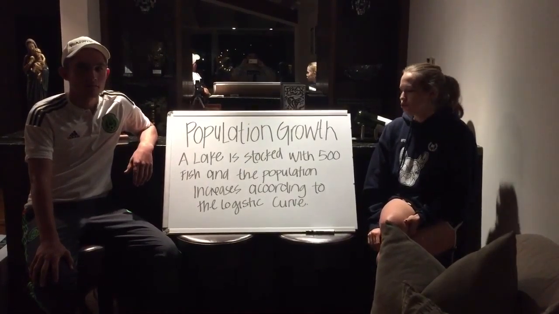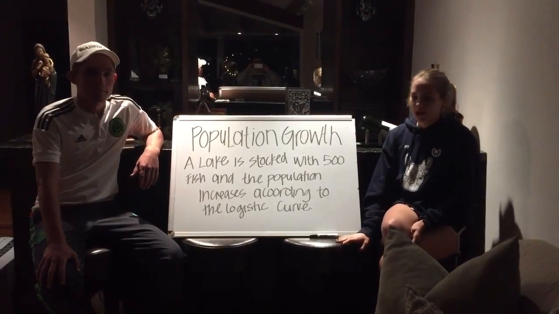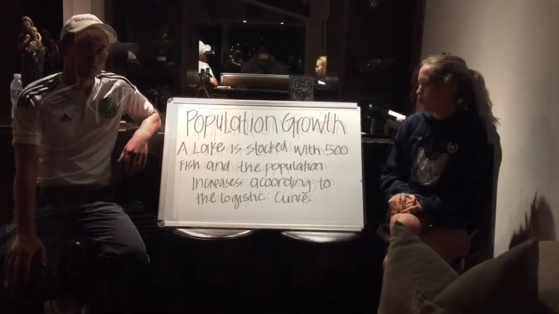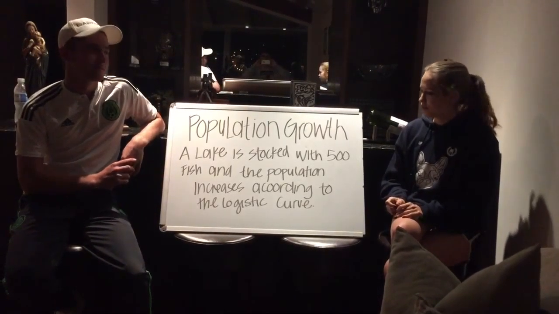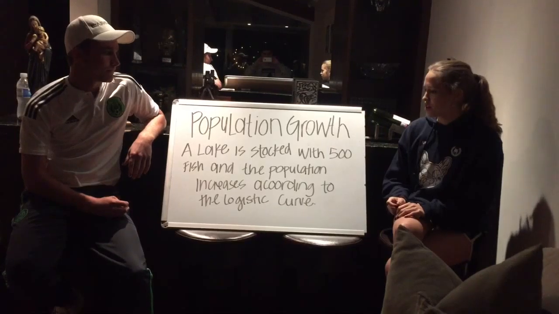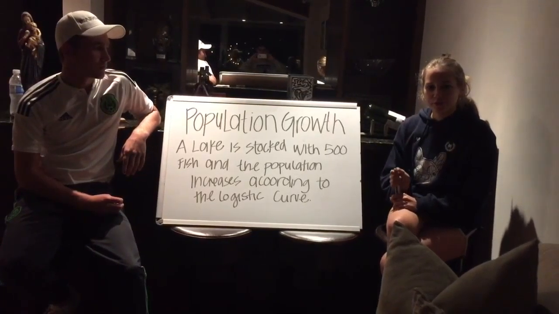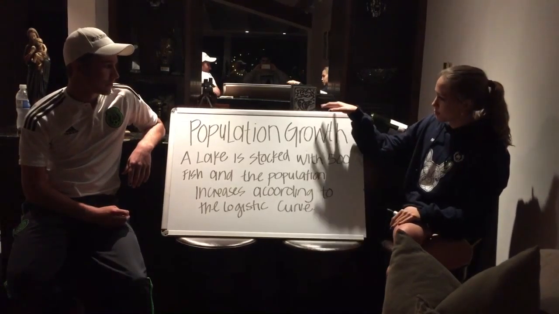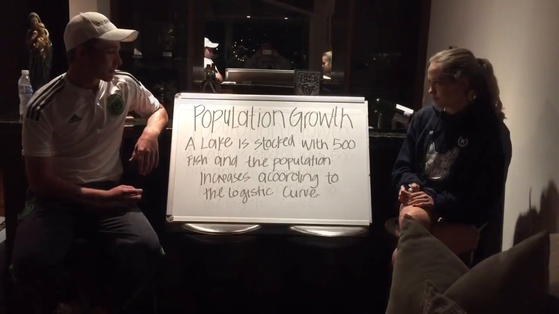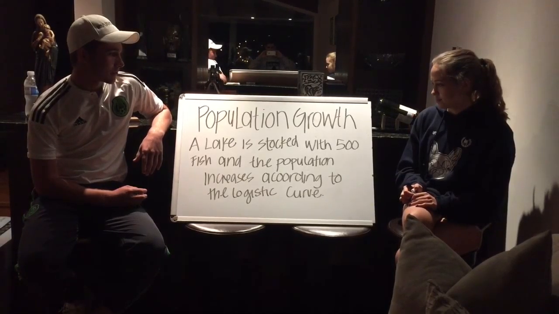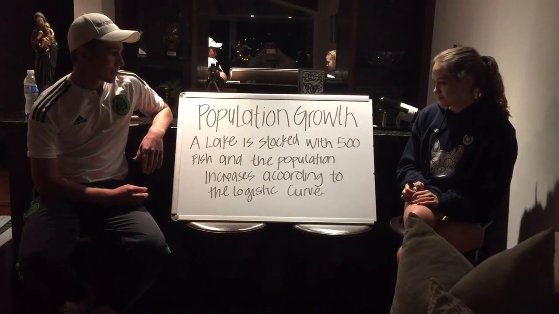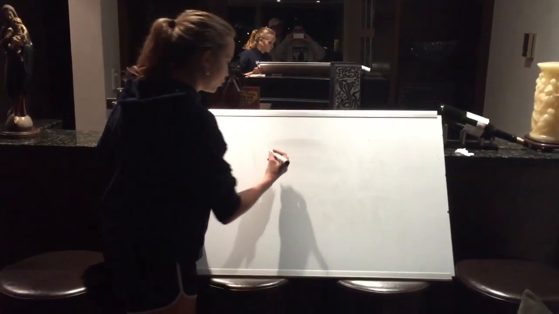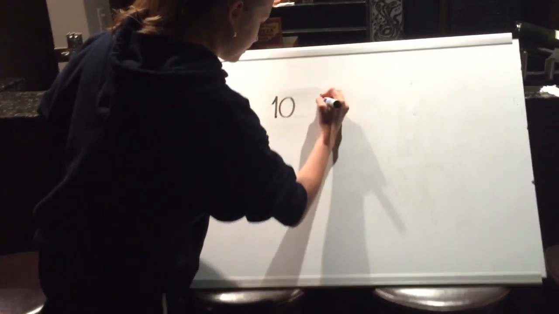Our math class. Today we're going to solve and develop a problem that has been assigned to us by our math teacher. And we will show our skills that we've developed through this semester: rate of change, derivatives, limits, and graphing. And this is our topic, population growth. This is our problem. A lake is stocked with 500 fish and the population is increasing according to the logistic curve. This is the equation we will use to solve our problem.